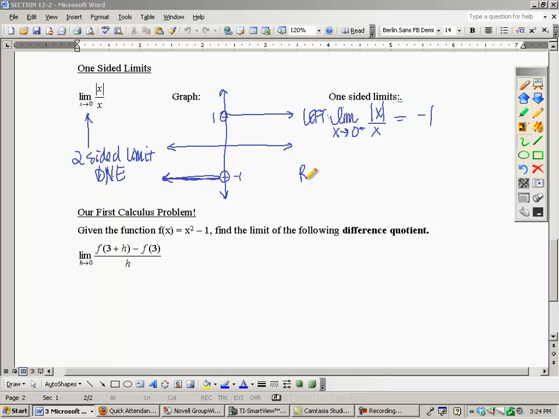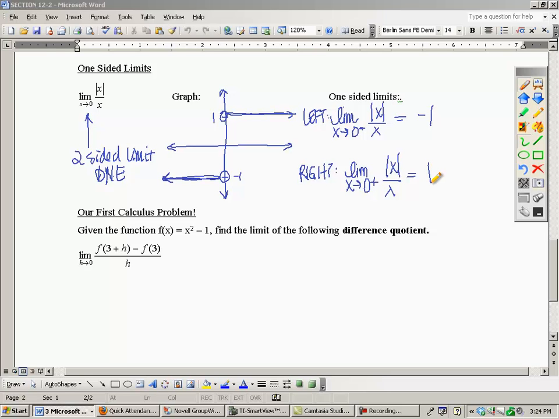Okay, well, what if I went from the right then? I take the limit as x approaches 0, and we use a little plus sign for the right of my function. As I come from the right, what y value am I at? I'm at a y value of 1. And so there's a difference.